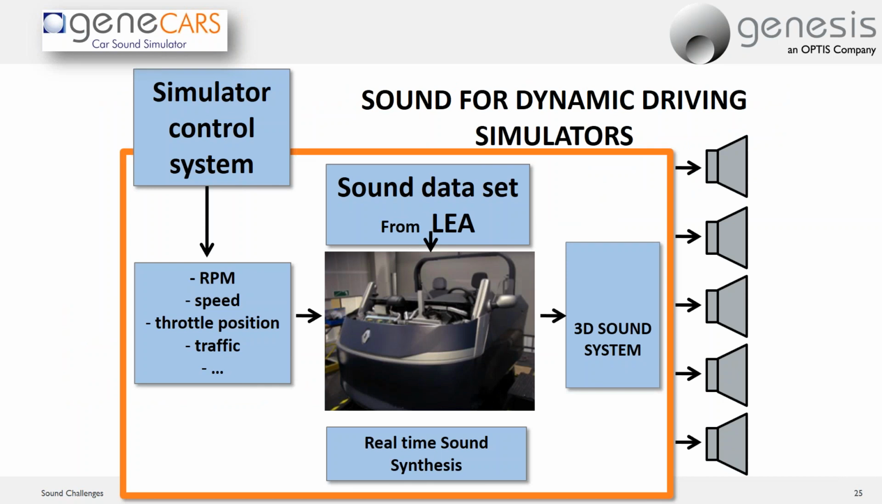So we have the simulator system that is providing an RPM signal, speed, and throttle position, and we can use that to go along with our engine noise to change at each different engine RPM and play back that sound in a 3D sound system.